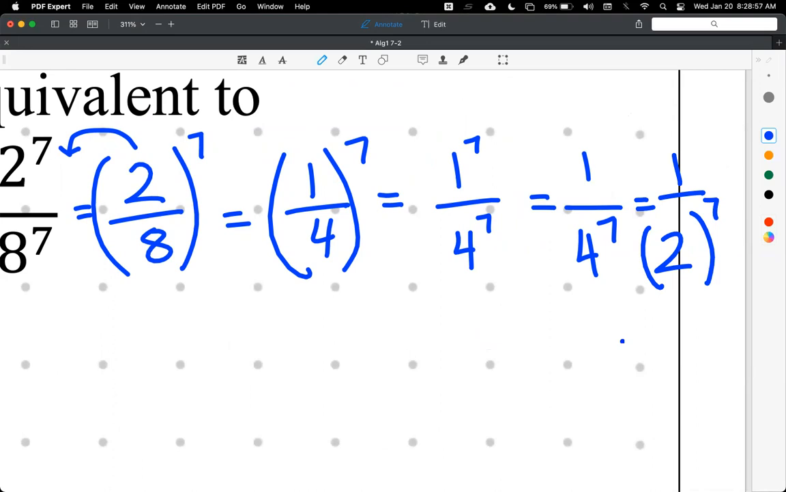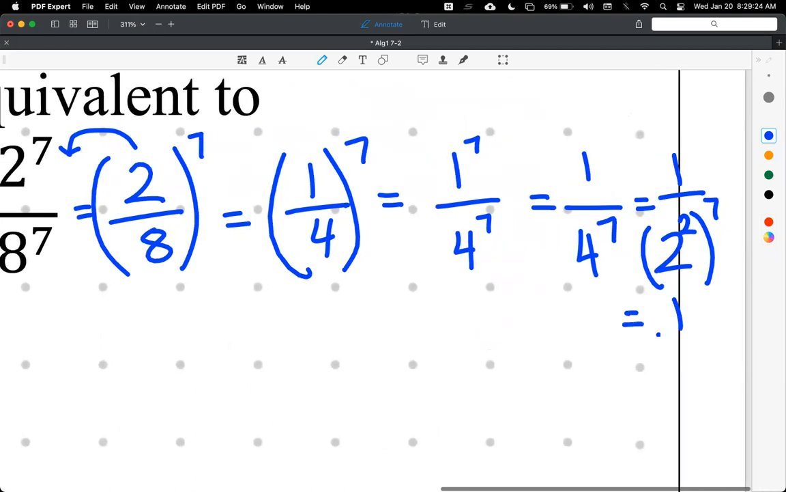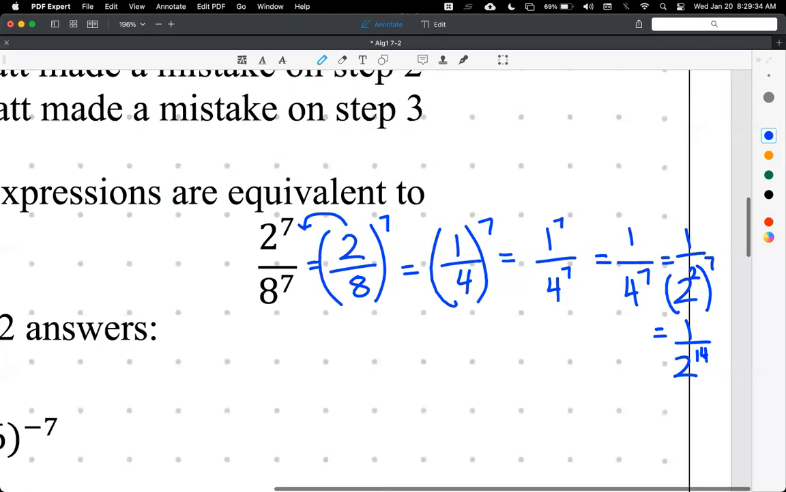4 can be rewritten as 2 to the power of, and you guys can all hold up fingers. Uh-oh, only one person knows what 4 is. 2 to the power of what is 4? 2, yeah. Which means I can finally rewrite this in its final form, 1 over 2 to the power of 14. You multiply the 2 times 7. All right, I'm going to leave it like that.